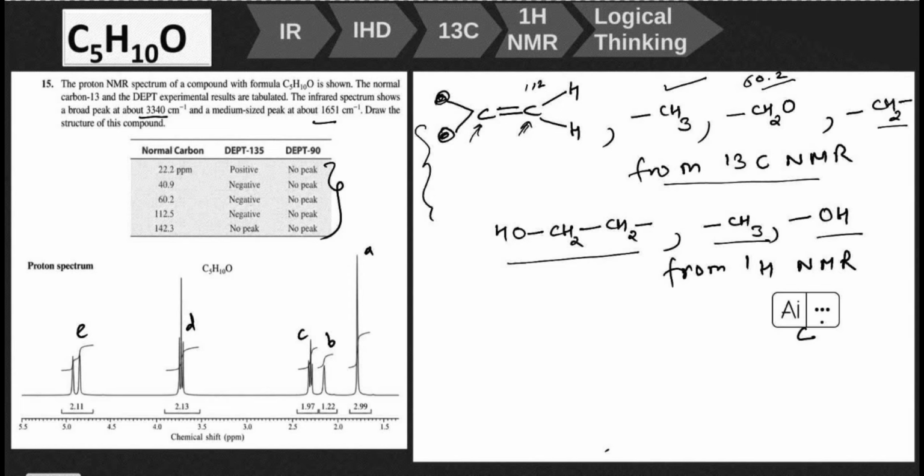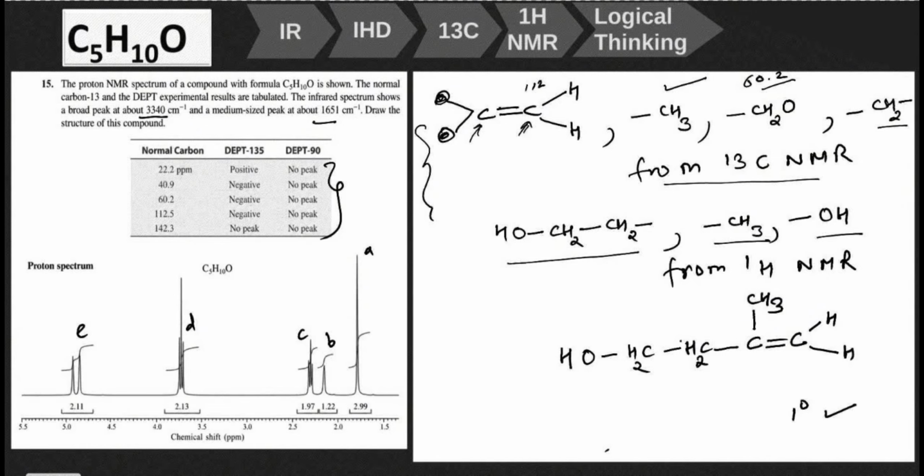Okay, so we can write it like this: CH double bond C, and this is quaternary, so there are some substituents. Then we have CH2, CH2, and this is OH. Okay, so this could be CH3 methyl, because this compound has one methyl group, right? Now it has 1 degree of unsaturation. Yes, let's see if it is satisfying the carbon NMR.